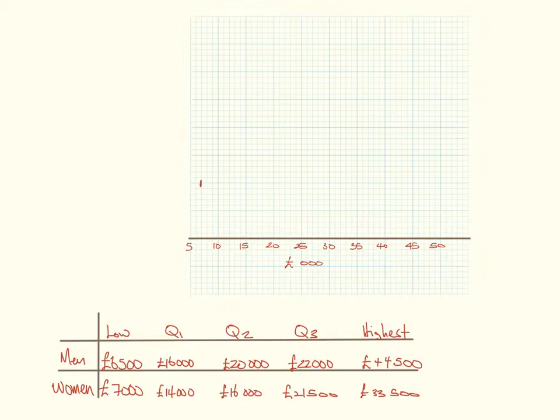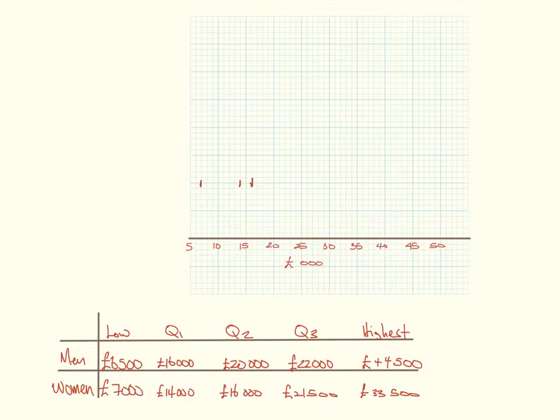Then I've got the lower quartile at 14,000 for the women. So I'll just put a mark here on the same line, 14,000. The median salary for the women was 16,000, so 15, and there's 16,000 there. The upper quartile is £21,500 for the women.